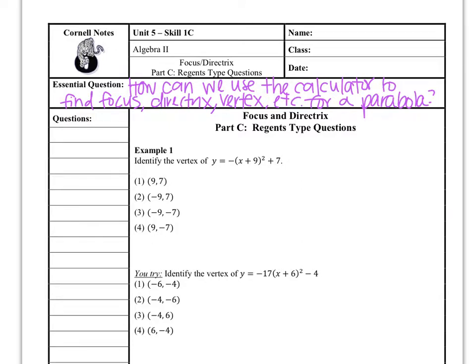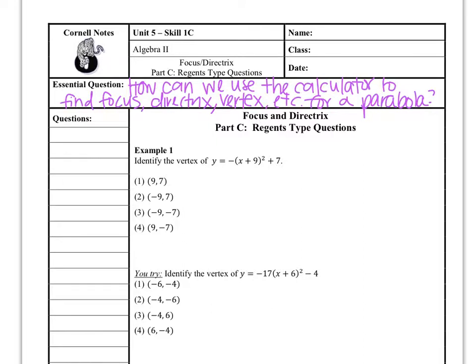We're looking at Unit 5, Skill 1C, and we've been talking a lot about how to write the equation of a parabola, but now we're going to be given the equation of a parabola and asked to find the focus, directrix, vertex, etc. for that parabola whose equation is given.